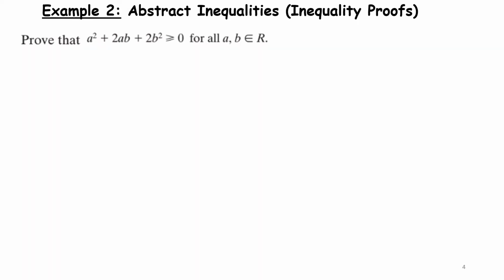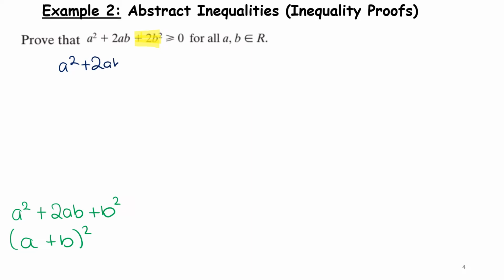Example 2. Prove that a squared plus 2ab plus 2b squared is greater than or equal to 0. So we were working in the last example with a squared plus 2ab plus b squared, which could be written as (a + b) squared. Now here we have 2b squared. So how we'd actually deal with this is quite simple. We take out what we need, so the a squared plus 2ab plus b squared that we need to make that square bracket, and we leave a b squared then at the end. So we've just separated out that 2b squared into the two individual pieces.